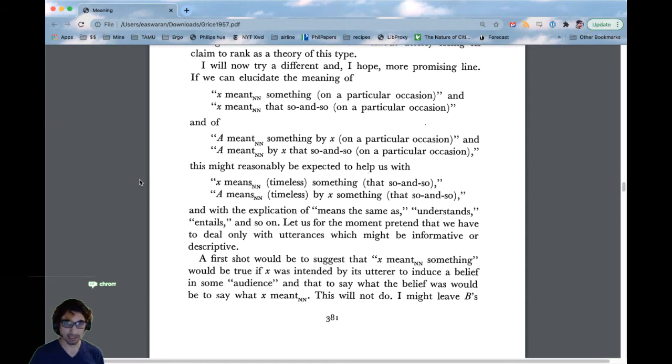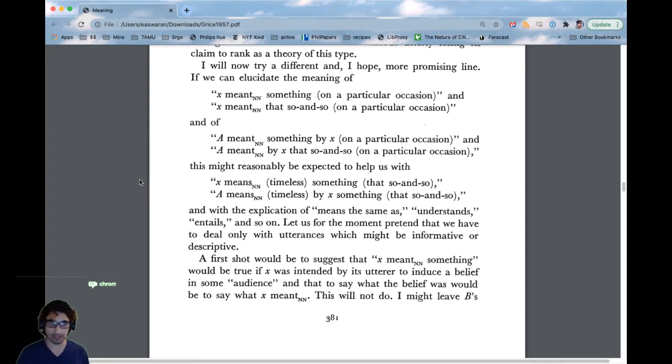This might reasonably be expected to help us with "X means," in the timeless sense, something that's so-and-so. So the idea is, if you want to say why "trouble and strife" means wife in Cockney slang, it'll be because on certain occasions, some individuals meant wife by using the phrase "trouble and strife." And it's because those individuals meant it that the word came to have that meaning.